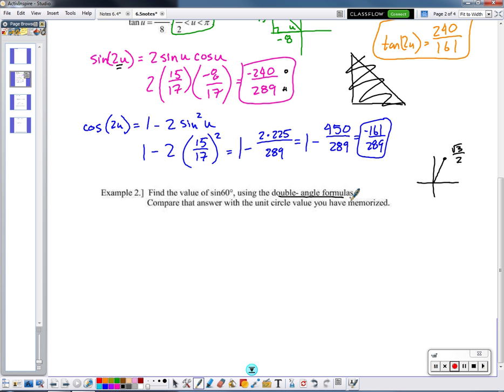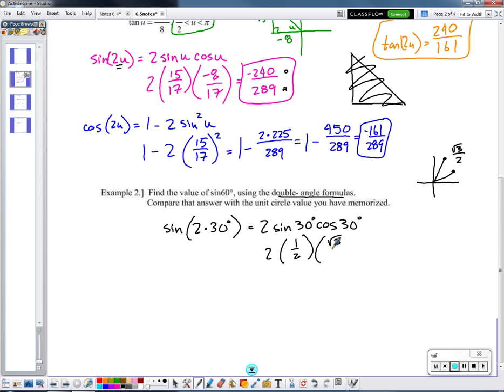So when I look at sine, I'm going to have the sine of 2 times 30 degrees, which is going to end up with 60. And remember, the double angle formula for sine is 2 times the sine of that angle 30 times the cosine of that angle 30. And then when I plug this in, obviously sine of 30 has a y value of 1/2 and cosine of 30 has an x value of root 3 over 2. So this is going to be 2 times 1/2 times root 3 over 2.